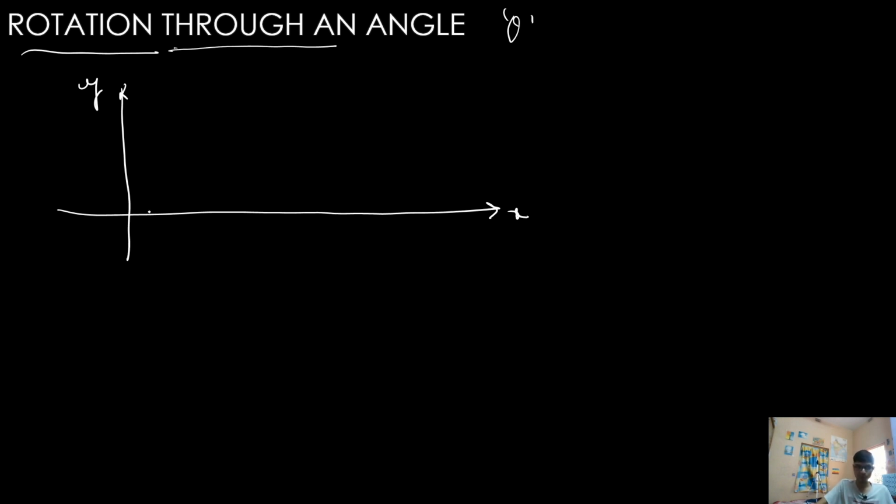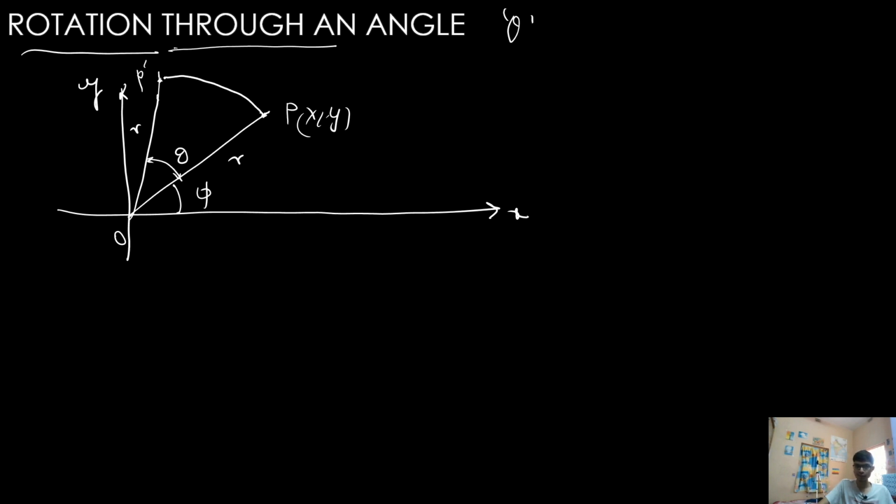For example, there is a point x comma y, and this point makes an angle phi with the x-axis. If it is rotated through an angle theta, we get a new point. What doesn't change is the distance of O and P. If it is r, then the distance of O and P dash remains the same. If it is rotated in the anti-clockwise way, the coordinates become x1 and y1.